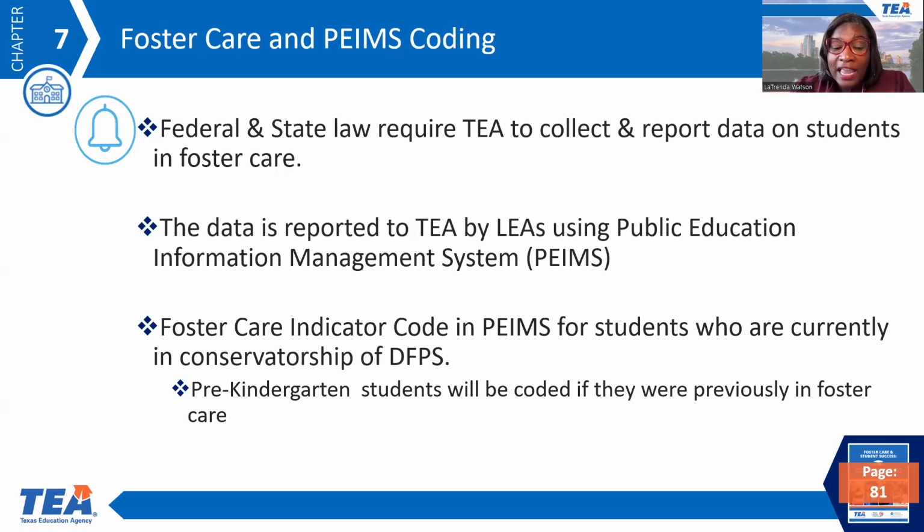Identification helps TEA and the LEA collect and report academic achievement, graduation rates, and students in foster care under ESSA. We ask for this information because it is federally mandated that we report it. We want to make sure we provide all the information that we need, so you must make sure you are coding students correctly. I just went over the paperwork that you need to code the students, so now make sure you code them correctly.